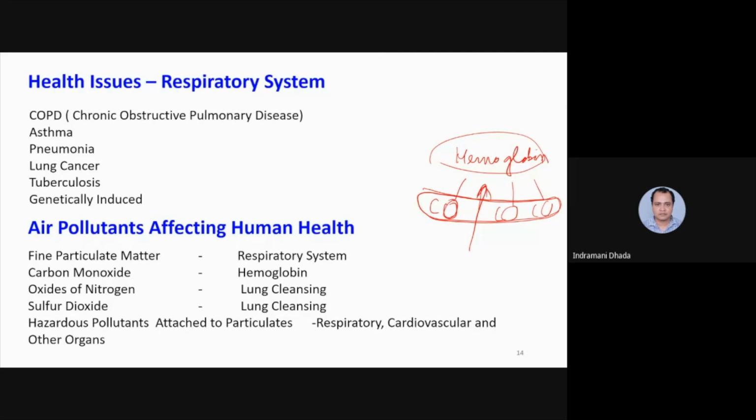So there are some diseases we are suffering due to this carbon monoxide, this methanohemoglobin. That is the disease we are suffering due to the carbon monoxide. And you can see the oxides of nitrogen and also sulfur also affect our lungs. Apart from this SOx and NOx, there are other hazardous pollutants which can also affect our respiratory system, that are the lead and other things.